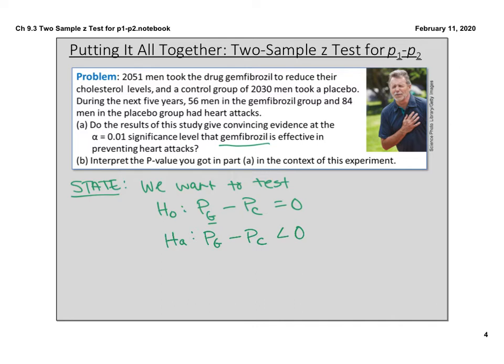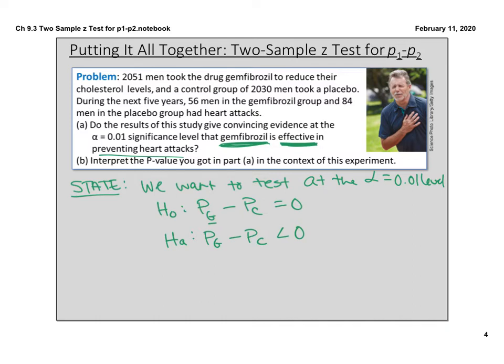So this is not going to be a two-sided test. This is going to be a less than. We want to know that gemfibrozil is effective in preventing the heart attacks. So we want to know that the heart attacks on gemfibrozil are less than the heart attacks on the control group, okay? And you can put it up here too. We want to test at the alpha equals 0.01 level, and then state your null and alternative hypotheses.